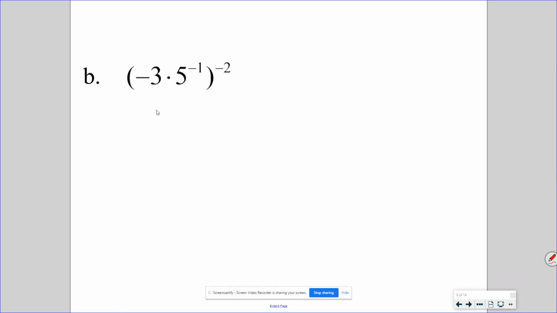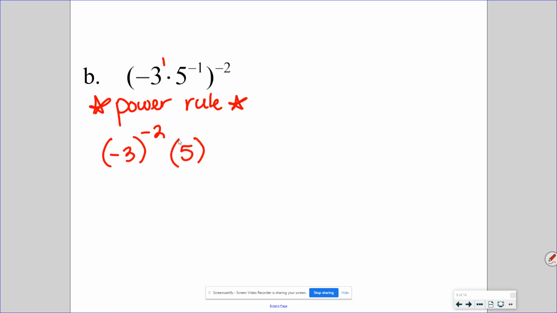Next example, same thing. I have 2 different options for you, and you can choose whatever you like better. So the first thing I'm going to do is power rule. So power rule is going to multiply my exponents. So I'm going to get negative 3 to the negative 2nd power, and then 5. Now watch, when you multiply the exponents here, you actually end up with positive 2. Okay, take your negative exponent, which is just this one, and turn that part of the problem into a fraction.